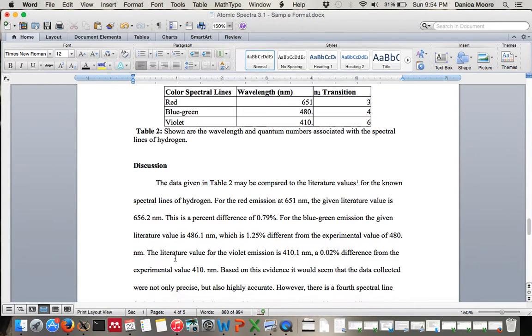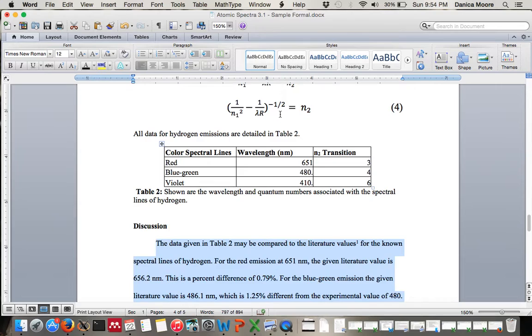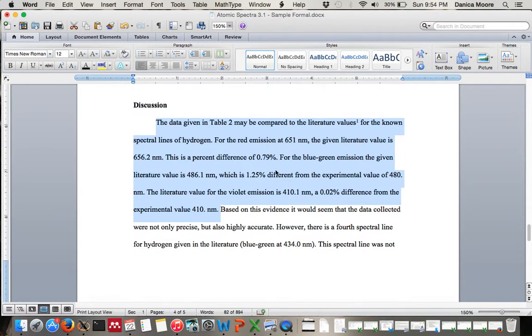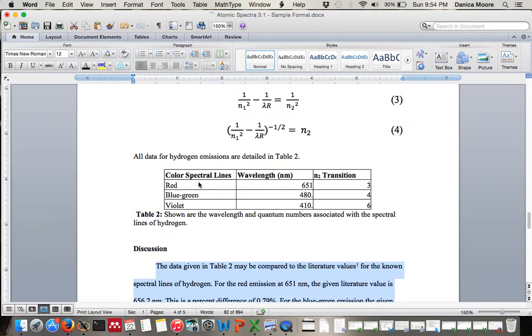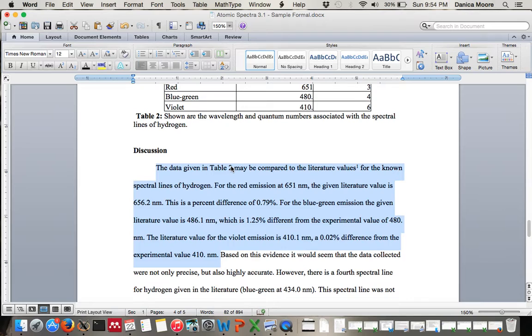Okay, so the discussion section, what is it? First thing we're going to do in the discussion section is go ahead and reiterate our data. So that's what I've done here. I've kind of mashed up my reiteration of the data that I just talked about in the results section with my percent difference from the literature values. It's not necessary to do it this way, but you have to repeat the data that you just gave me up here. I know that this sounds redundant, but this is just the way that it's done.